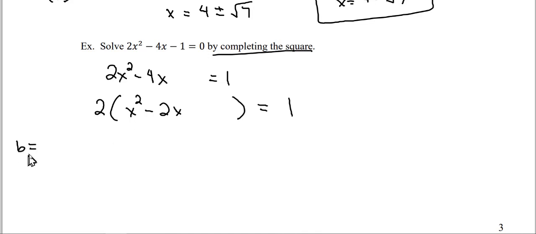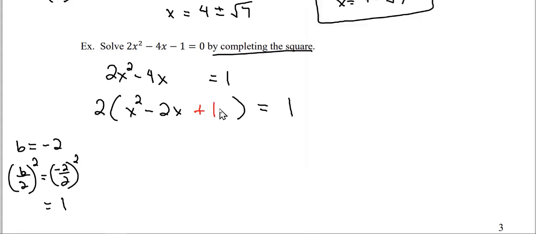Now I'm going to take the b that I have on what's inside the parentheses, which is negative 2, divide it by 2, and square it. That gives me positive 1. I am going to add 1 here to complete that square. On the right-hand side of the equation, I can't just add 1. I have to add 2. I have to keep it balanced.